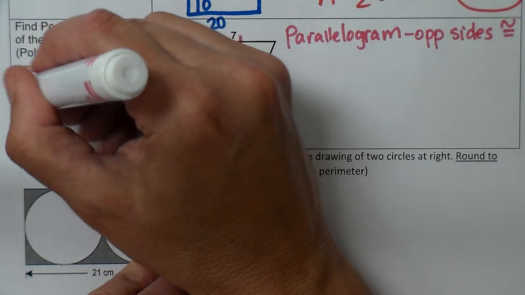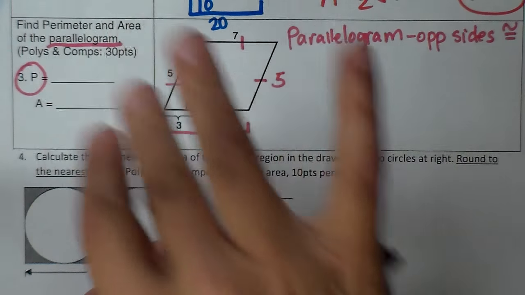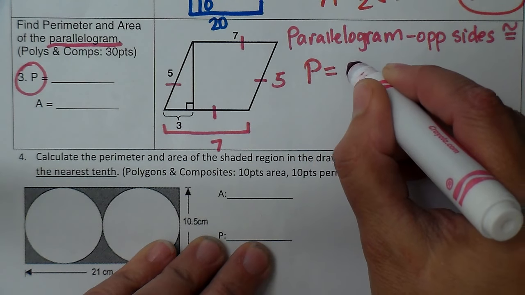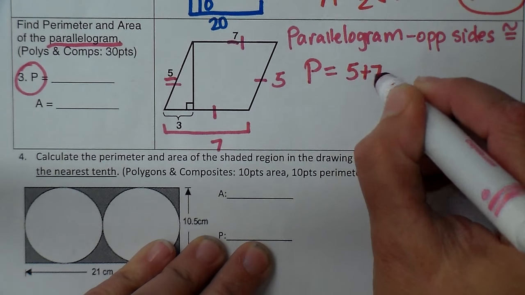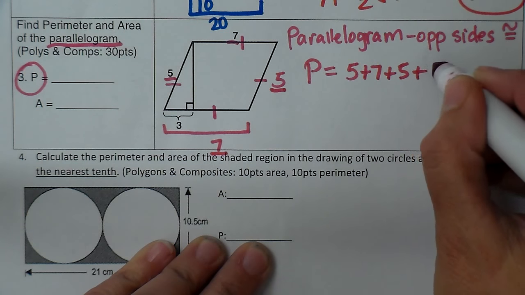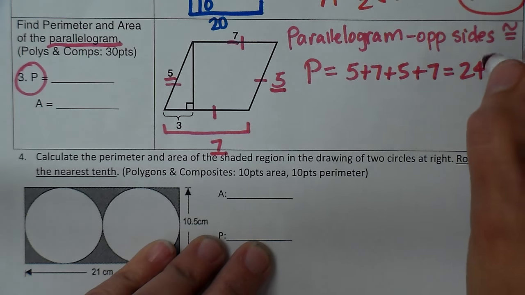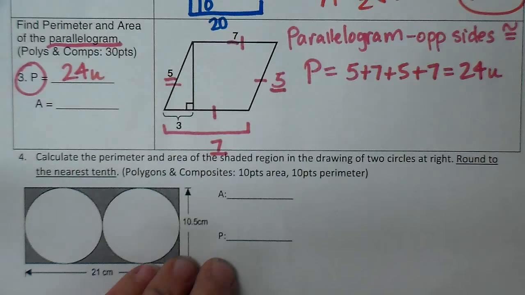So when you're asked to find the perimeter, perimeter is like your walking distance. If I were to walk all the way around the edges, so my perimeter is going to be 5 plus 7 plus 5 plus 7, which is 24 units. Okay, so my perimeter is 24 units. Now I know I didn't write the other answers in there.